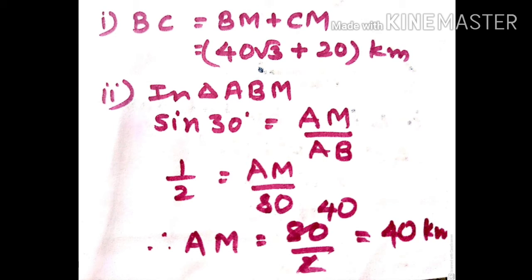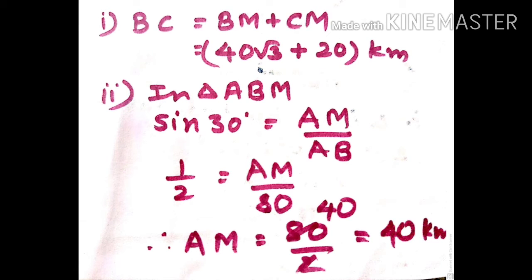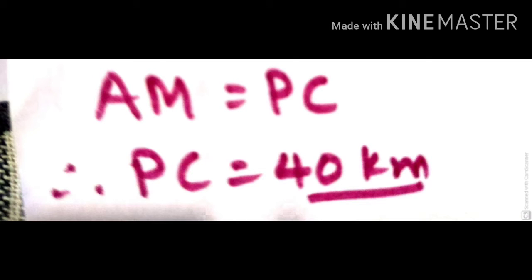they are forming opposite sides of a rectangle. So students, we can write our horizontal distance PC from this. So here AM is equal to PC. They are forming a rectangle's opposite sides, so they are equal. So the horizontal distance from point C to P, PC, is equal to 40 kilometers. We found it by taking sine and cos ratios, which you can use in a particular triangle to get this value.